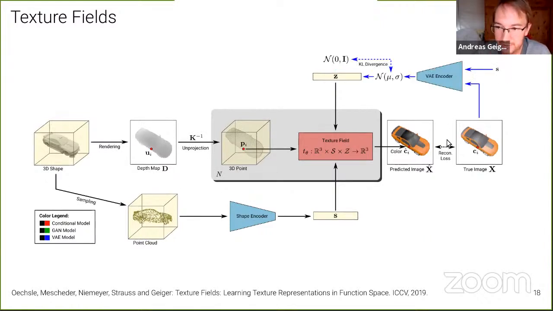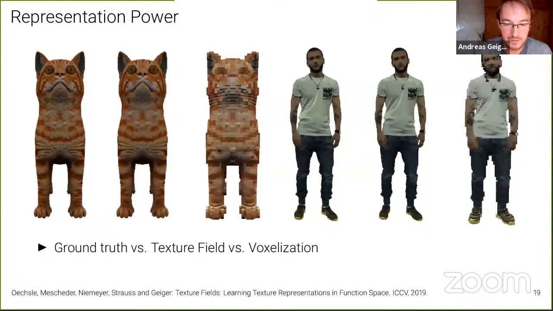And we can also build a VAE-like model here. Now we add again the reconstruction loss, but we also add an encoder that takes this input, this image here, and also the shape code, and produces a distribution in latent space that's then compared to the standard Gaussian distribution and fed back into the decoder, which is in this case the texture field. So let's look at some results.